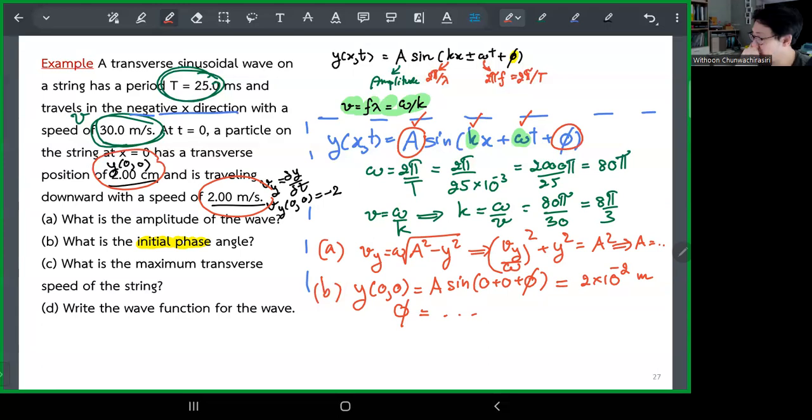And now, once you completed part A and part B, along with the known value of K and omega, bam, part D is automatic. It's done. Nice. Very good.